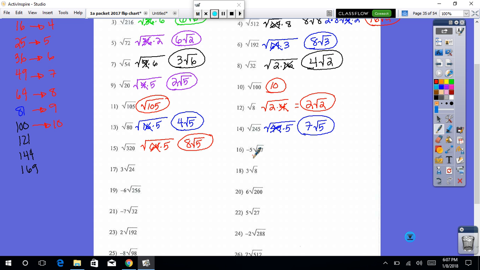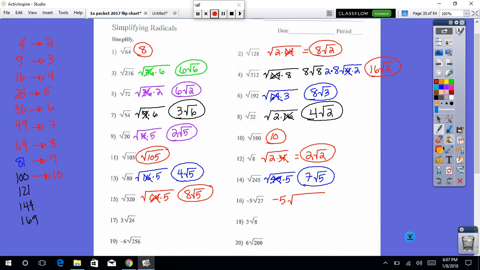Okay, the reason I want to do this one is because there's already a number on the outside. So we're going to leave that negative 5 on the outside for right now, and we're going to break down the square root of 27. As far as my perfect squares go, I know that 9 times 3 is 27. So here's what happens. When I kick that 9 out, it has to be combined with the number that's already out there. When I say combined, meaning it's going to be multiplied. So I have 3 times negative 5, which gives me a negative 15, and I'm left with square root of 3 under the radical.